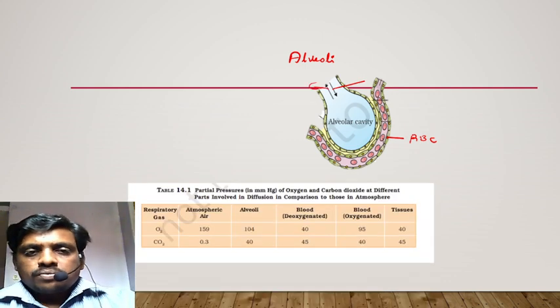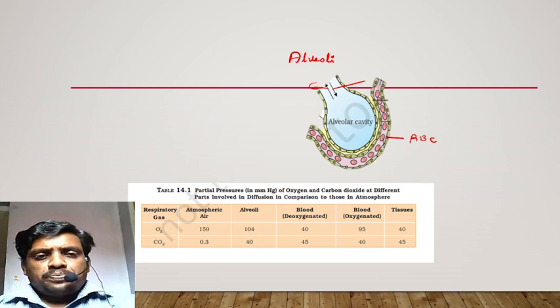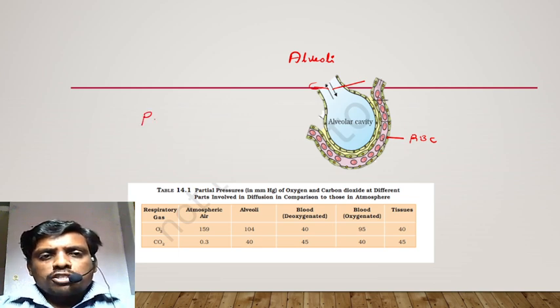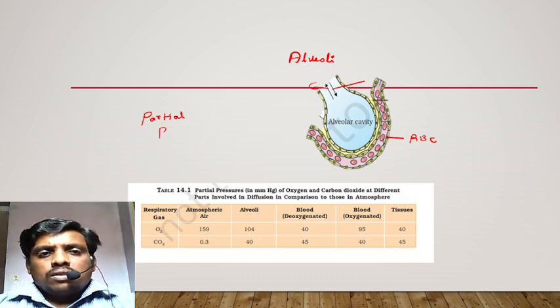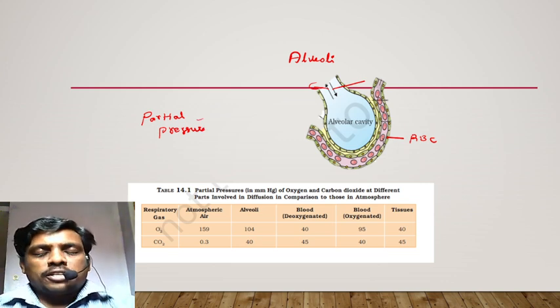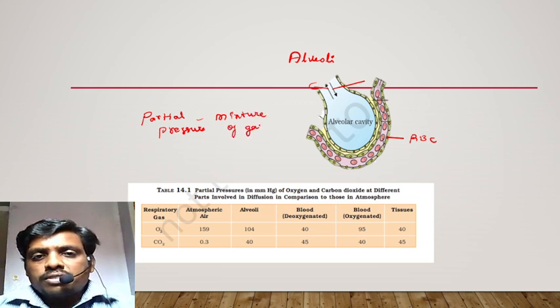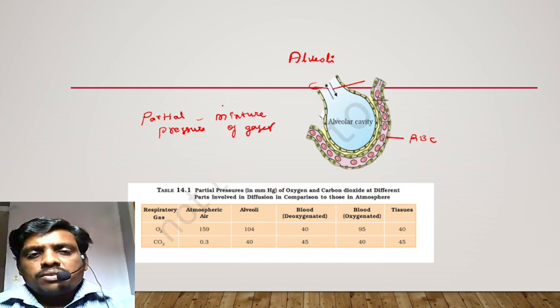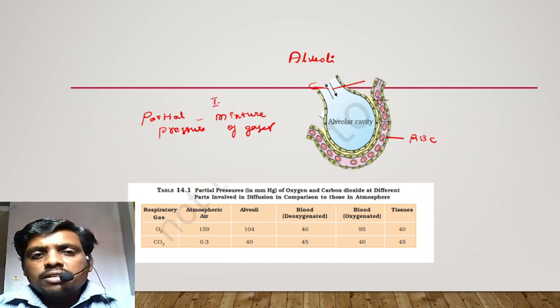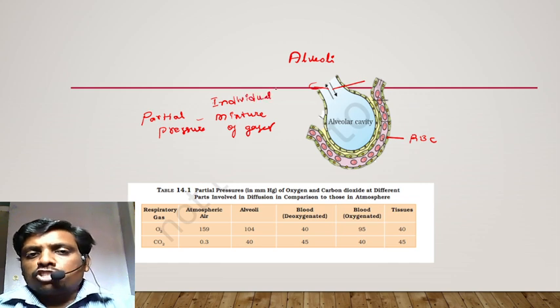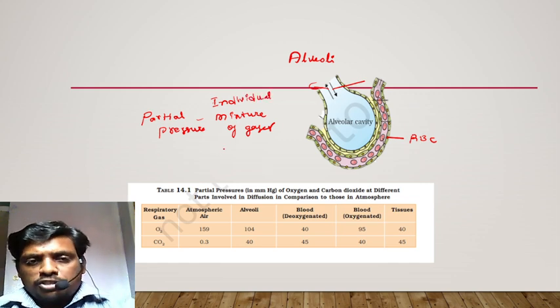Now, partial pressure. What is partial pressure? I will tell you later. Let me define what is partial pressure. Let us take a mixture of gases. In a mixture of gases, an individual gas and its pressure is called partial pressure.